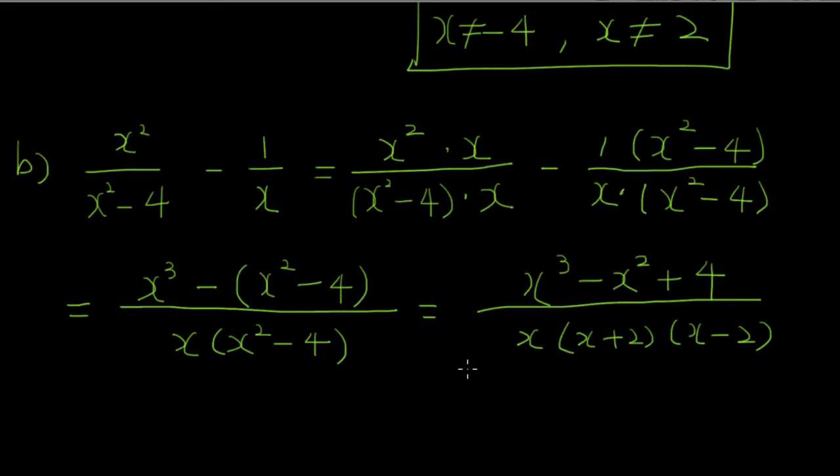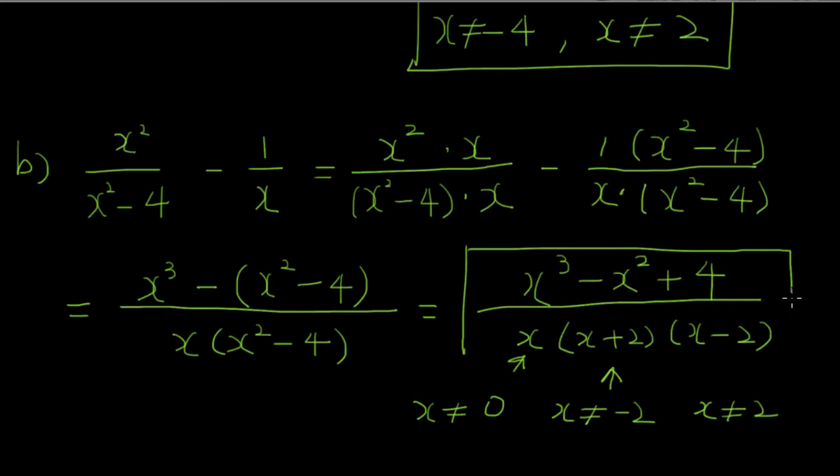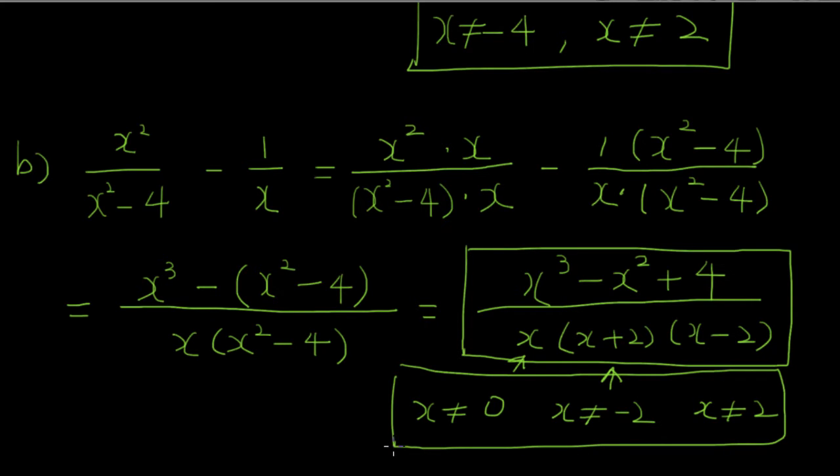Okay. Now, we do not want x to be equal to 0 from right here. We do not want x to be negative 2 from here. We do not want x to be 2. So this is our answer, and we also need to have this as well. Okay.